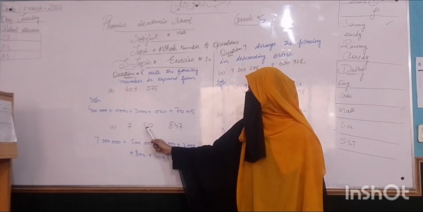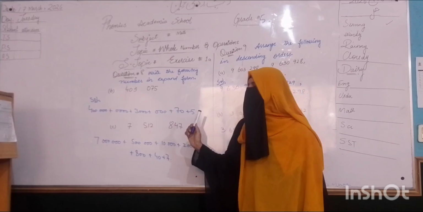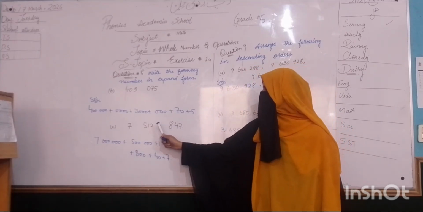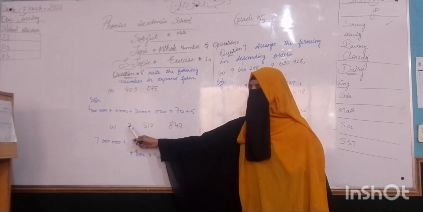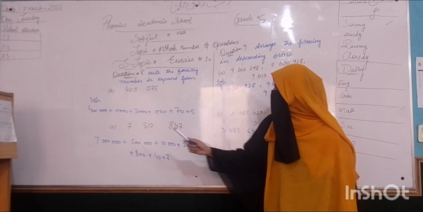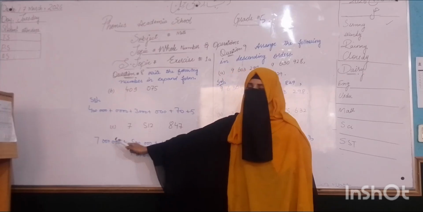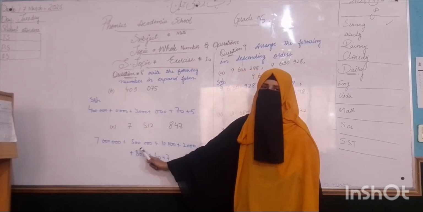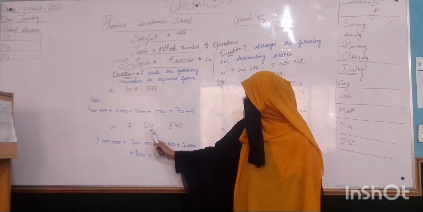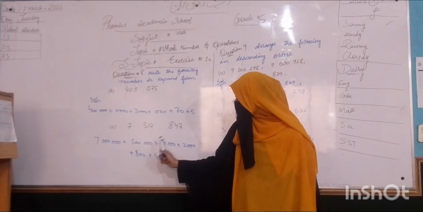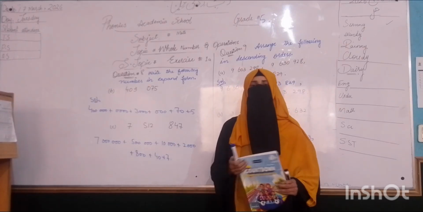Next number is 7,512,847. Following the place value chart, the values are 1, 10, 100, 1000, 10,000, 100,000 and 1 million. According to this place value chart, 7 is 7 million, 5 is 500,000, 1 is 10,000, 2 is 2,000, 8 is 800, 4 is 40 and 7 is 1.